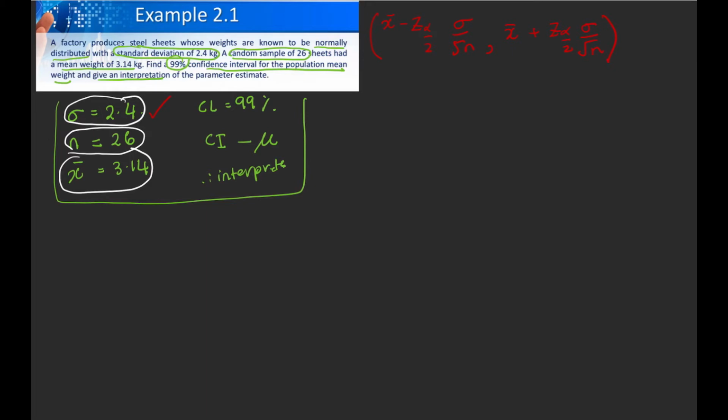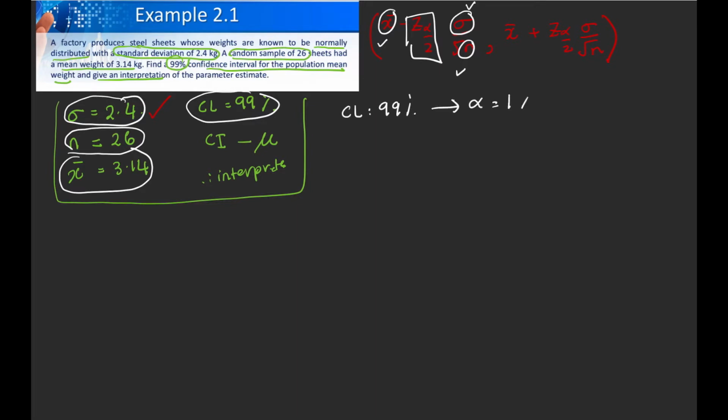Let's look at your formula. Do you have the x bar value? Yes. Do you have the sigma value? Yes. Do you have the n value? Yes. Now, you don't have the z alpha over 2 value. So how do you find the z alpha over 2 value? From the confidence level 99%, alpha is 1%. Converting into decimal, alpha is 0.01.